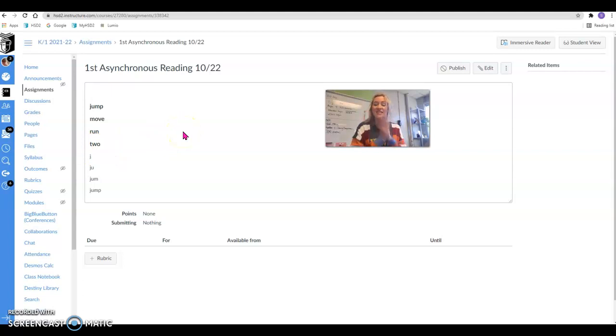Great reading. This is the 2 like the number 2. Okay, so T-W-O is 2. It looks like two, huh? That's how I would read that. But that word is 2 and it's the number 2.